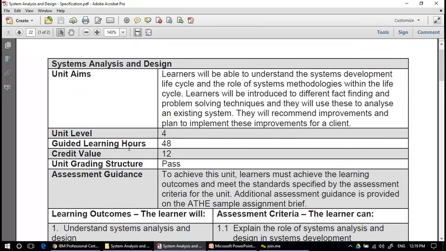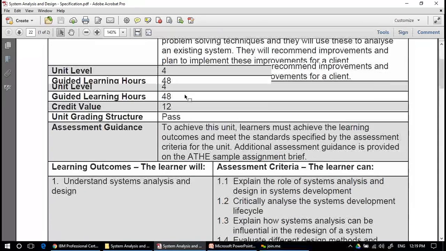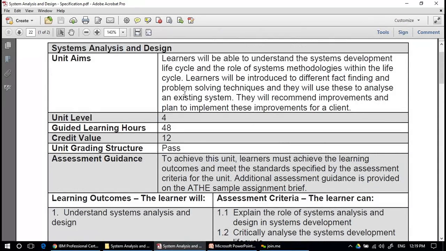Okay. So today's new unit is system analysis and design. The previous unit was relational database systems, and system analysis and design is basically, let us read its own description. Learners will be able to understand the system development life cycle. So basically, every system that has to be developed should undergo a certain life cycle, the stages, and the role of system methodologies.